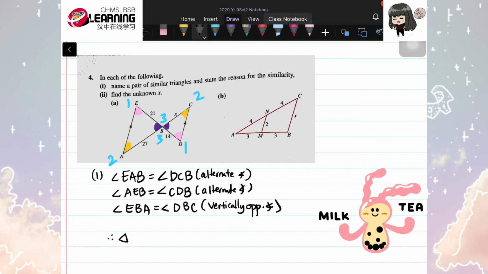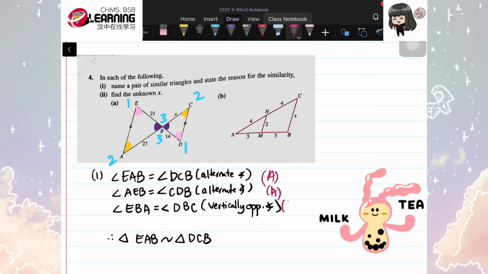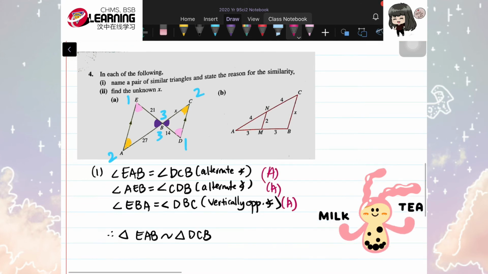So therefore the triangle of 1 2 3 EAB, no, it's not equal, it's similar, sorry, is similar to triangle of DCB. So the reason here is because of angle.